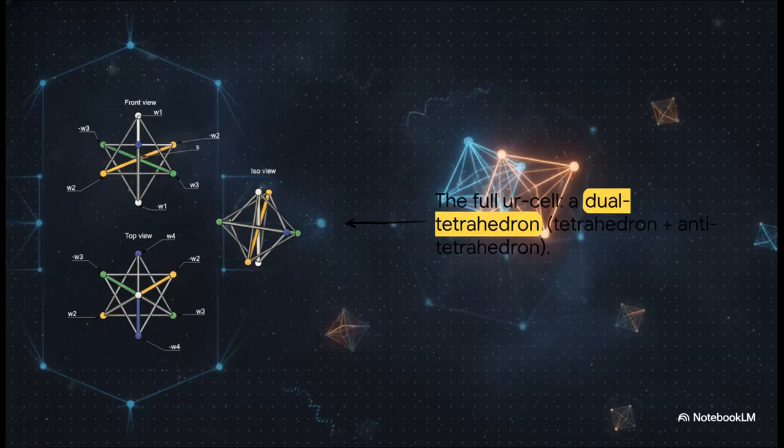And here's what the complete structure looks like. The full cell is actually a dual tetrahedron, a combination of a tetrahedron and its inverse. And this duality is super important. It allows spacetime to be handed, or chiral, down at the micro level, but still appear isotropic, the same in all directions, on the large scales that we actually experience.